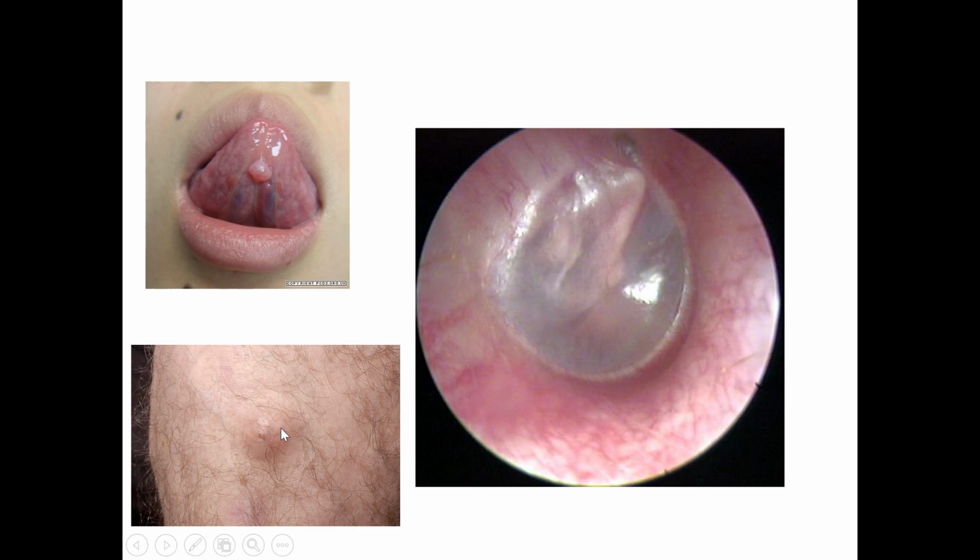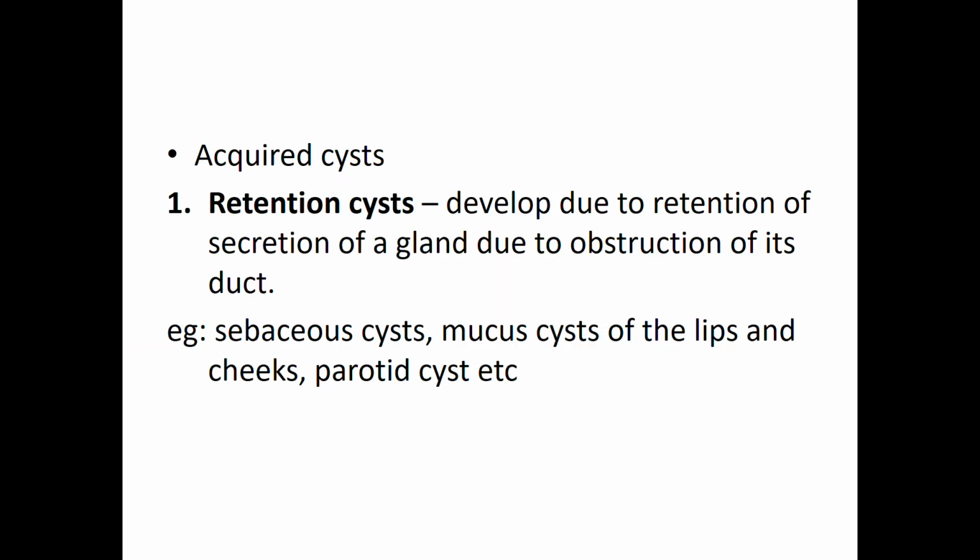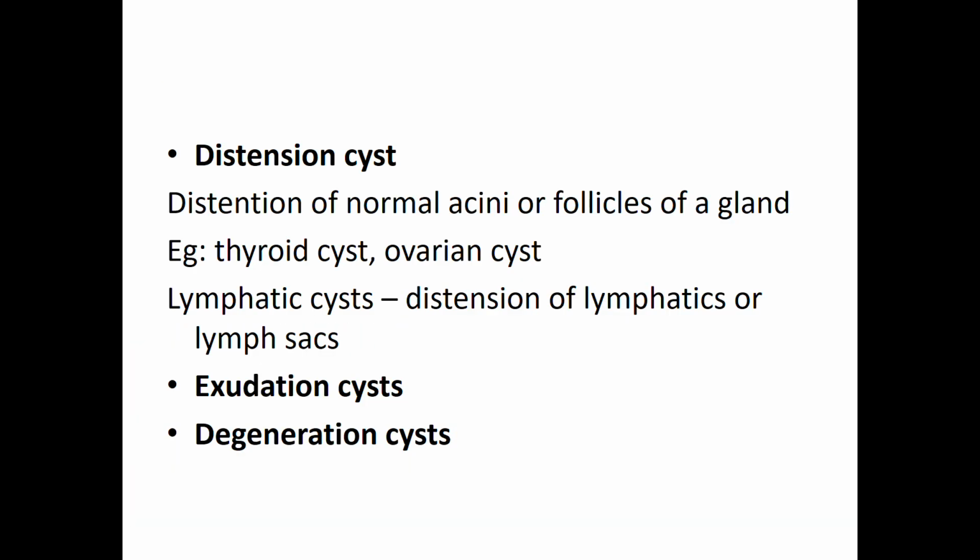This can be a sebaceous cyst, and then this is a cyst in the cheek or in the oral cavity. What happens is the glands secrete, but the outlet is obstructed or blocked, because of which it can lead to the distension of the gland and appears as a cyst. The next variety here is your distension cyst.